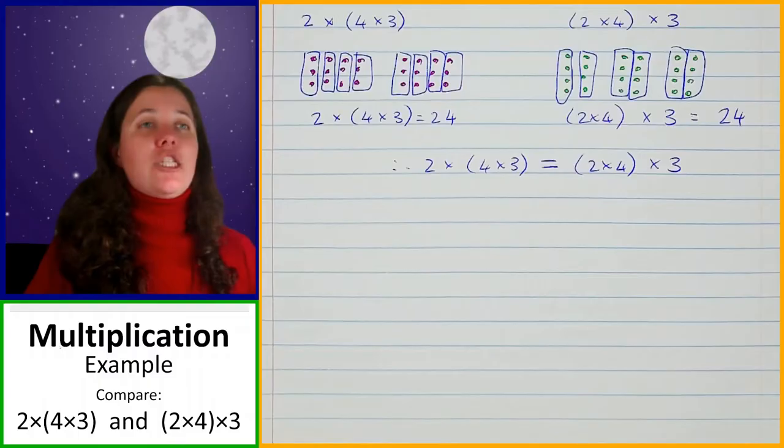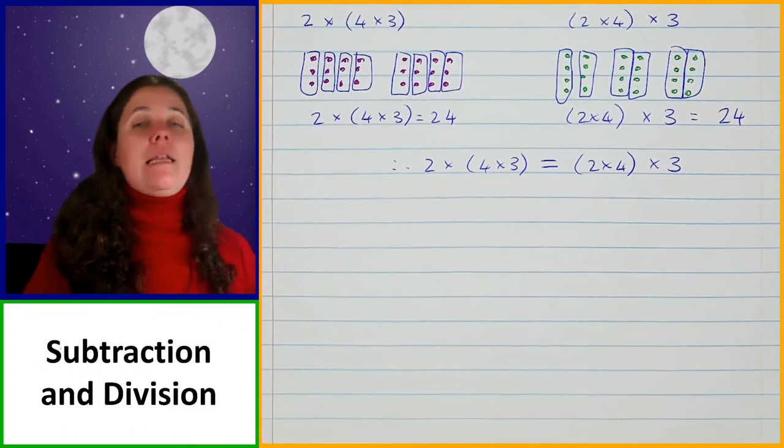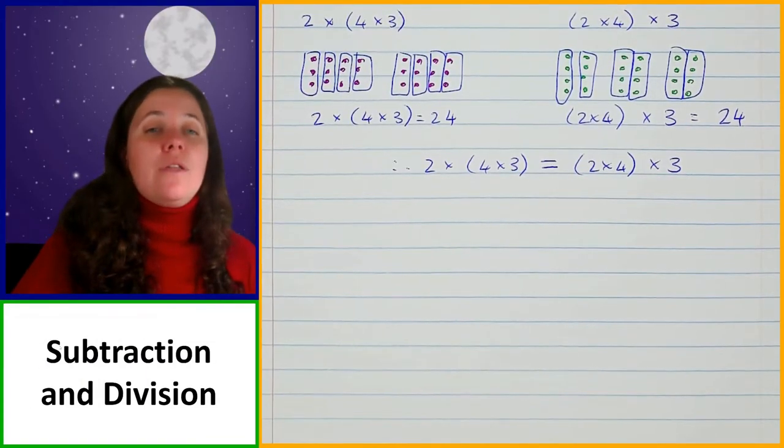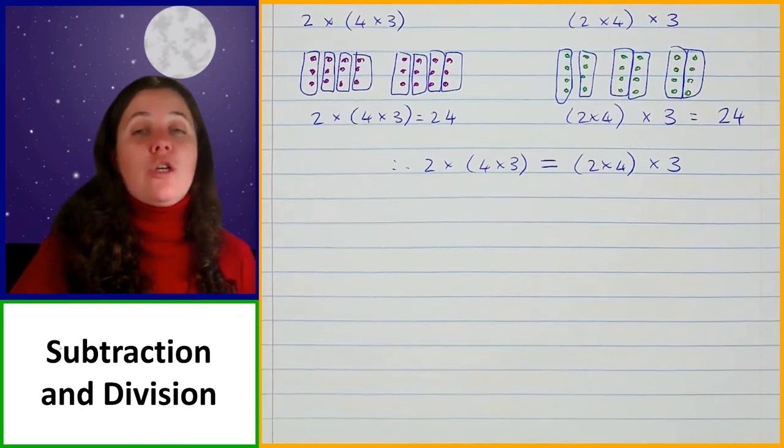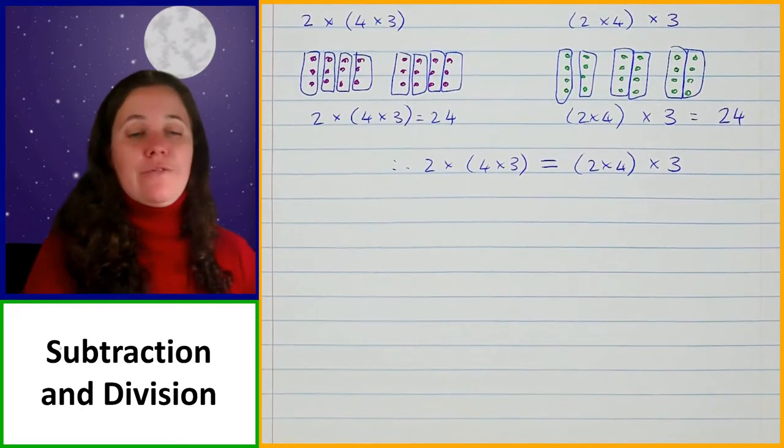Okay, so that is addition and multiplication. Then, just like with the commutative property, subtraction and division do not work. The associative property also does not apply to subtraction and division. Okay.